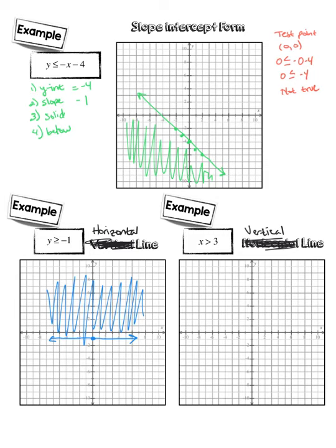Now let's look at my vertical line. X is greater than 3. My dot goes to 3. It's a vertical line. But it's not a solid, is it? It's not greater than or equal to. It's just greater than. So let's make it a dotted line. It's fun to do it this way. Okay, now it's a dotted line. Yay! X is greater than 3, so I'm shading to the right.